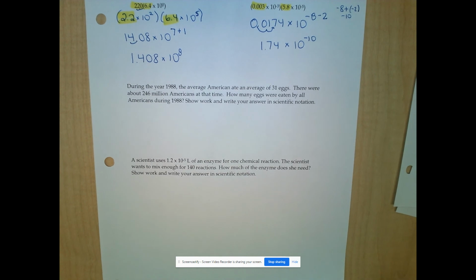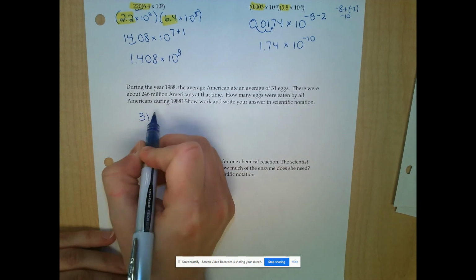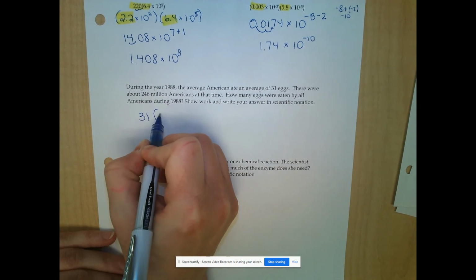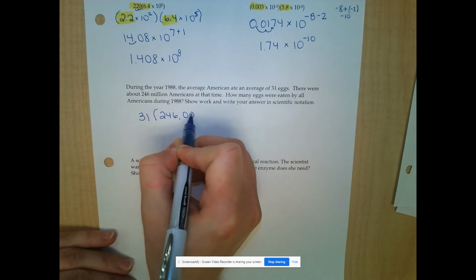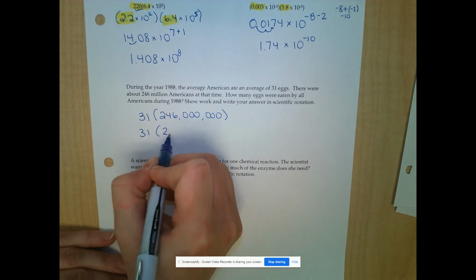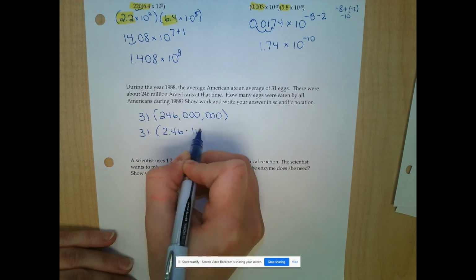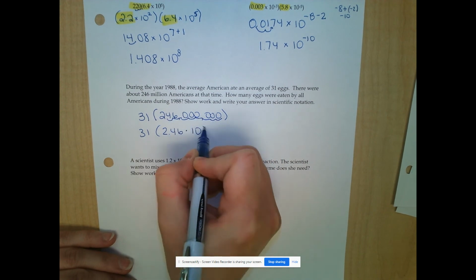During the year 1988, the average American ate an average of 31 eggs. There were about 246 million Americans at that time. How many eggs were eaten by all Americans? So you're saying 31 eggs times 246 million. So I could write 246 million, or I could do 31 times 2.46 times 10 to the, 1, 2, 3, 4, 5, 6, 7, 8.